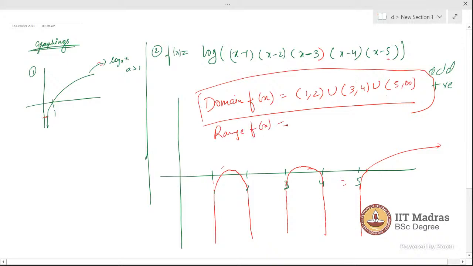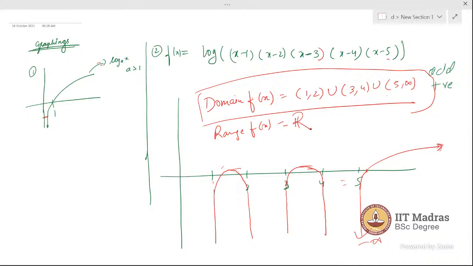All real numbers. Why? Because this is going towards negative. If you look at this part, you will see this is restricted, not going to infinity. But look at this one, this is going towards infinity, right? So negative infinity to positive infinity. So it is R. Okay, clear? Are you with me? Yes, sir.